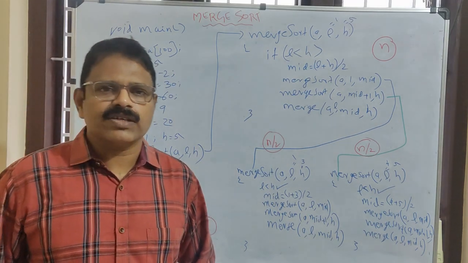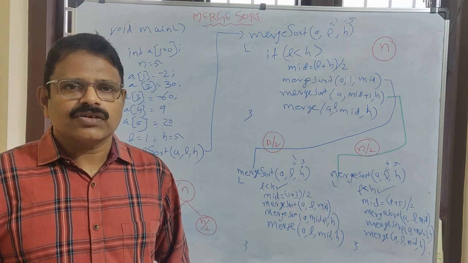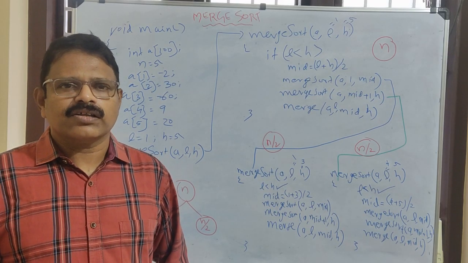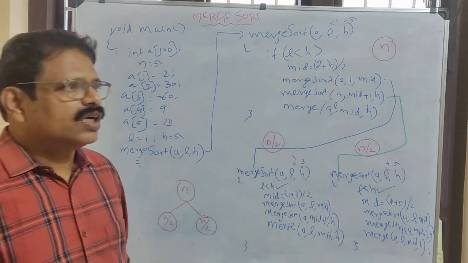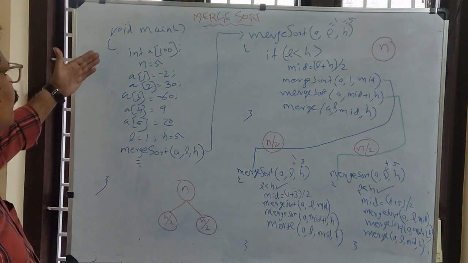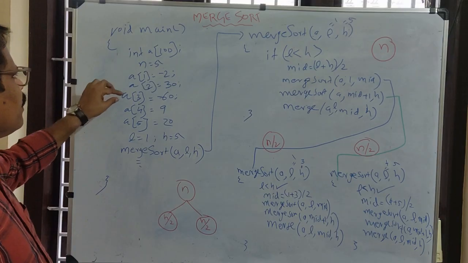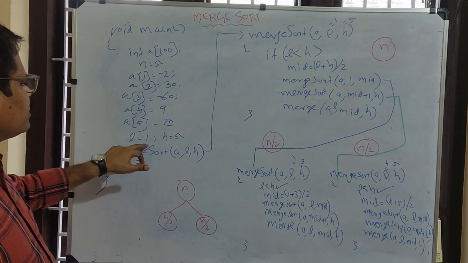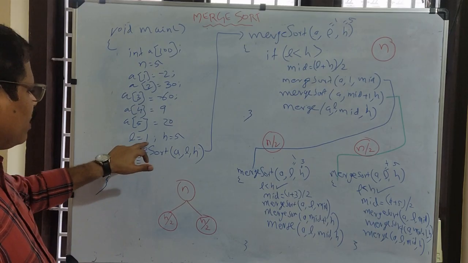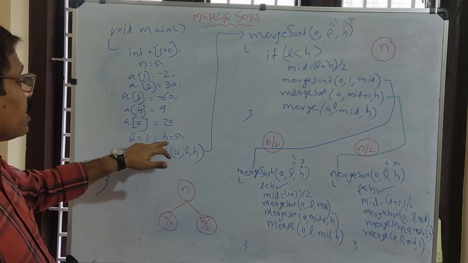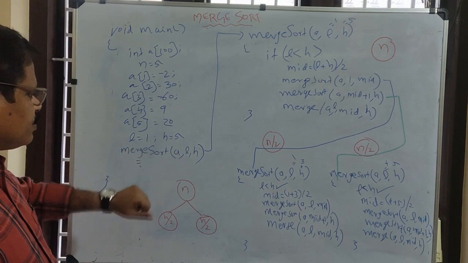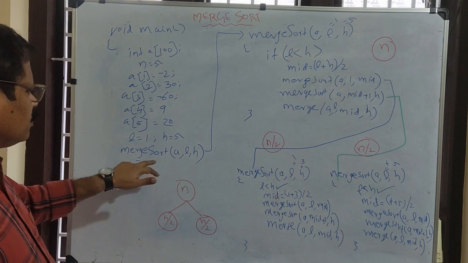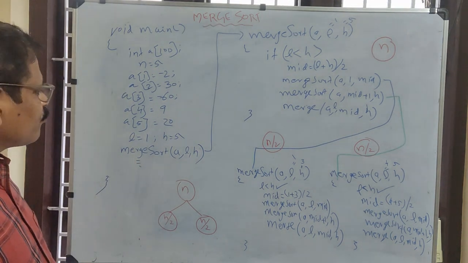Let us discuss the merge sort algorithm. This algorithm uses the divide and conquer algorithm development strategy. Here you can see the main program. Here we have 5 elements in the array. The lower index is 1, the left index is 1, the right index or the higher index is h. Then inside the main program we are calling the merge sort algorithm.